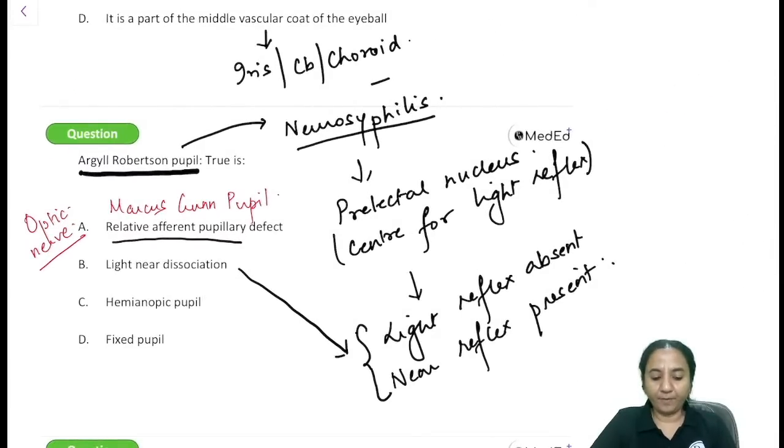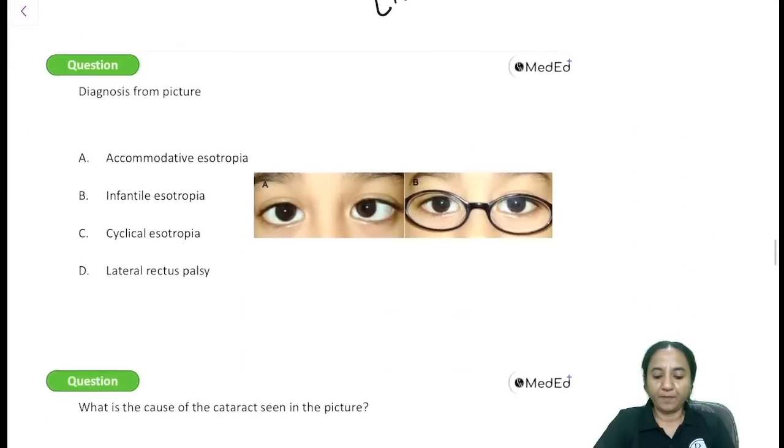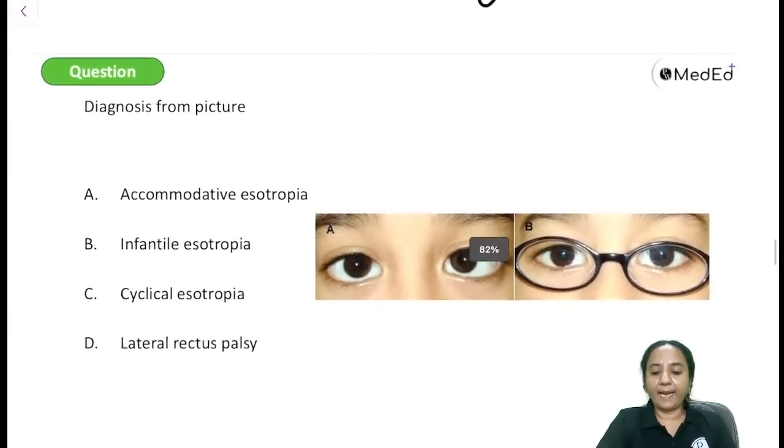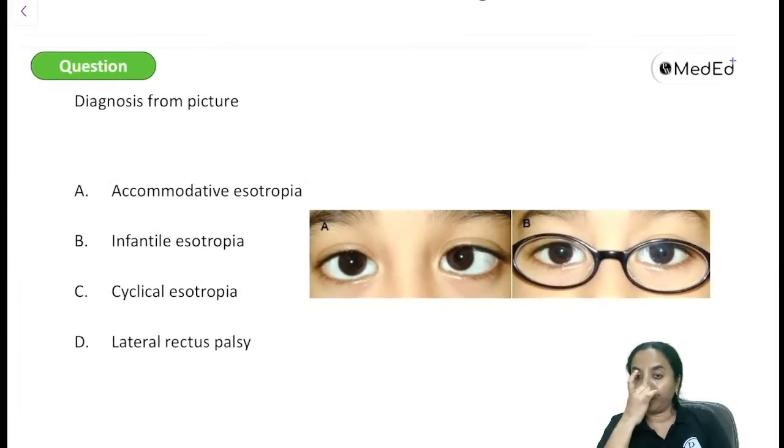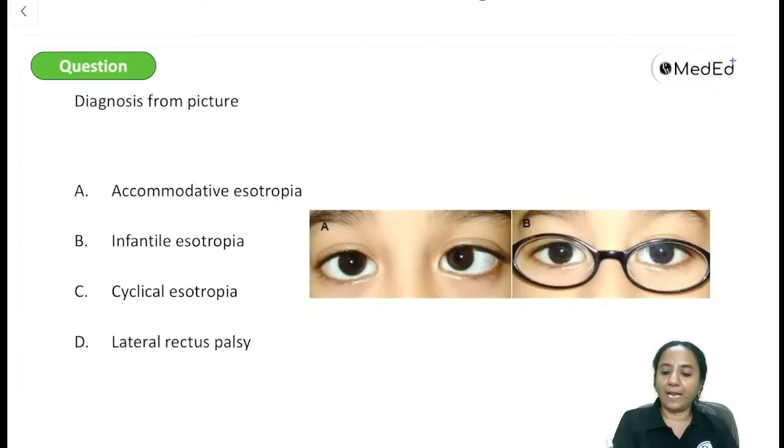Okay, next question. What is the diagnosis from this picture? So in this picture, what do we see? We see a child without glasses and a child with glasses. Look at the child without the glasses, look at the left eye. What do you see in the left eye?